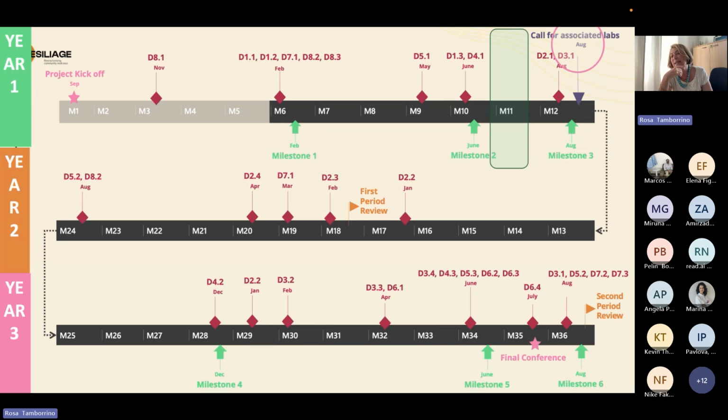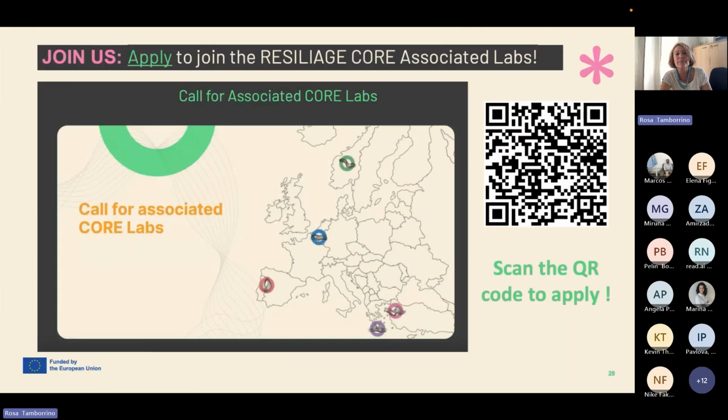And as you can see by this timeline, we are here. It means that we are at first year, we are completing the activity of first year, but now there is an important aspect of our project, that is this call for core associated laboratories. That is a milestone for us that will, so the associated core labs will work together with the project in the forthcoming activities in 2 years.